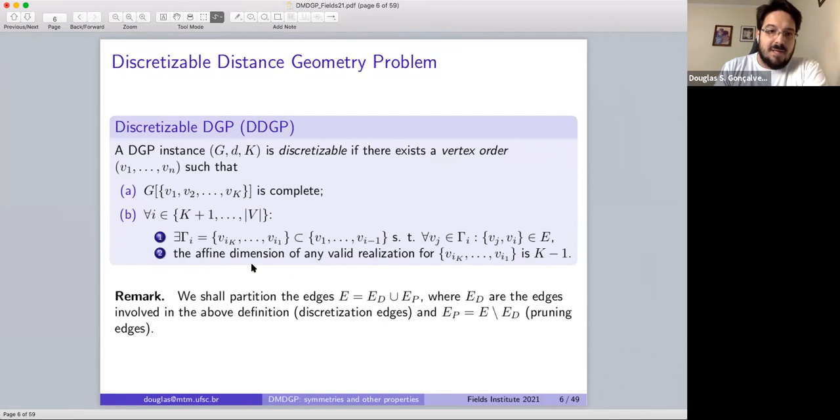It's important to notice that in this definition we involve only a subset of the edges in the graph, or you consider a subset of your distance constraints, that we are going to call discretization edges. These are the edges involved in this assumption, and we will represent them by E_D. All the others, which we may or may not have, we call the pruning edges.